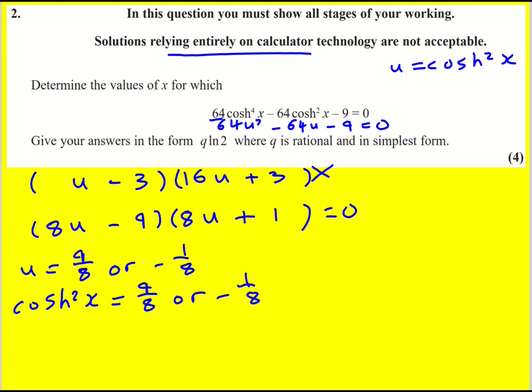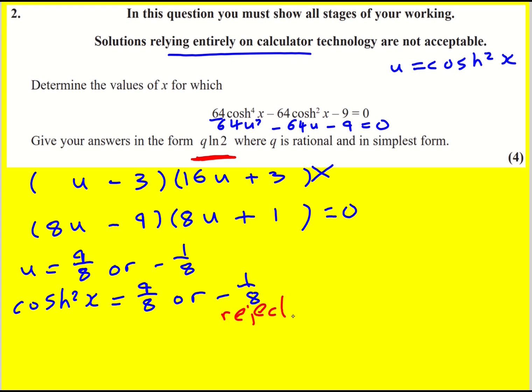Okay, this frustrates me a little bit in this question because it says it determines the values of x. It doesn't say they have to be real. It's only later on that it says it has to be in the form q ln 2, where q is rational. That's really implying that it has to be real. I mean, in A-level maths, you just do it straight away. You just reject this one.